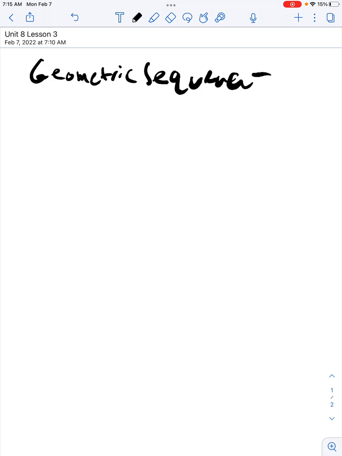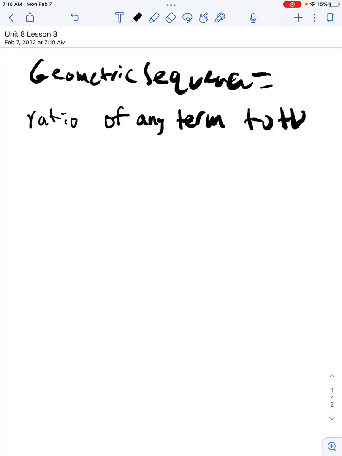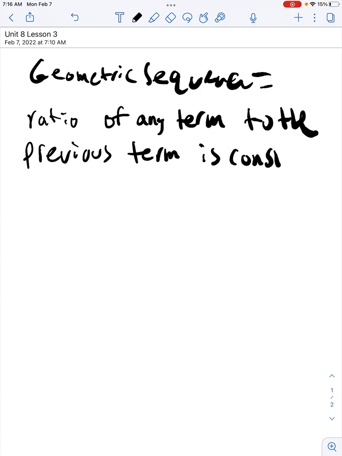Alrighty, here we go. Unit 8, Lesson 3. We're going to be analyzing geometric sequences and series. So, a geometric sequence is when you have a ratio that is constant between two terms. So, let's see here. The ratio of any term to the previous term is constant. So let's take a look at that.